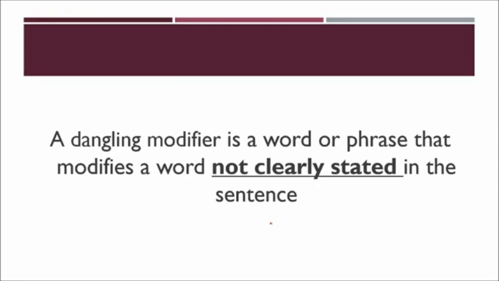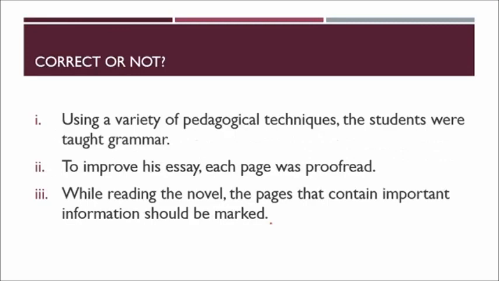In the misplaced modifier, the modifying phrase or the modifier and the word that is modified are both in the sentence, but placed wrongly. But this time, the word that is being modified is gone from the sentence, or is absent, is lacking in the sentence. Alright, consider the following examples here and tell me if they are correct or not.